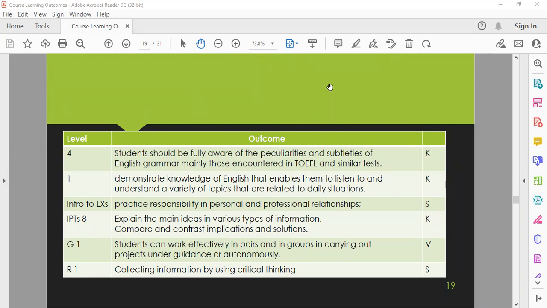This is fine, but it seems that these outcomes are quite vague. When you say "explain the main ideas in various types of information," I don't know whether this is easy to understand for anyone who reads the outcomes of this course, or whether they need to be rephrased to be more specific. This is what I suggest. For the next one, we have: students can work effectively in person, in groups, in carrying out projects under guidance or autonomy. This is a value, and it comes from G1, I think grammar level 1. What do you think?